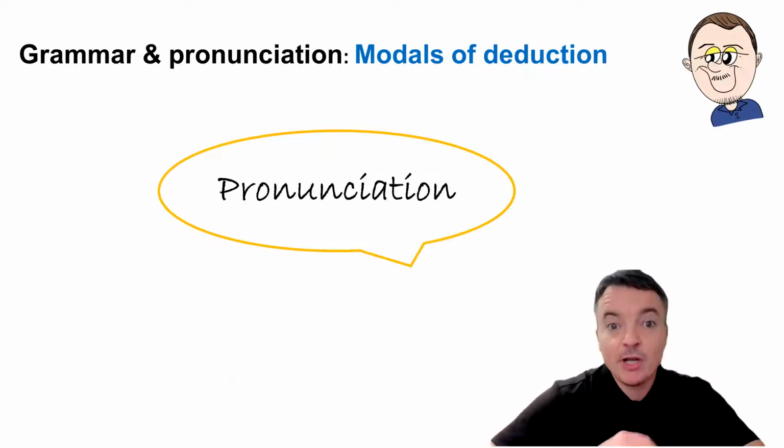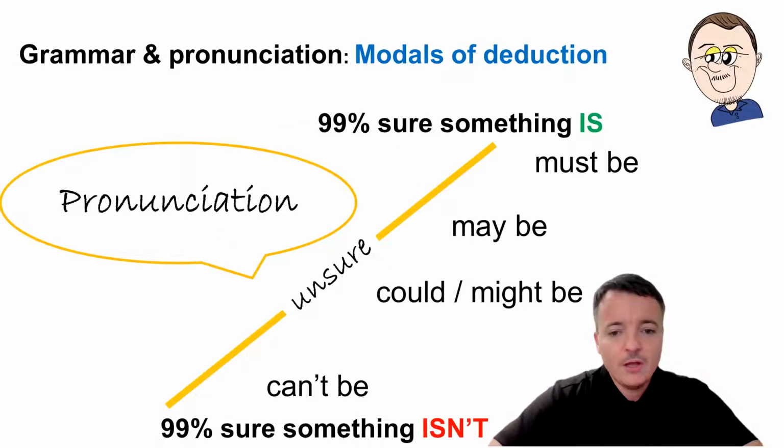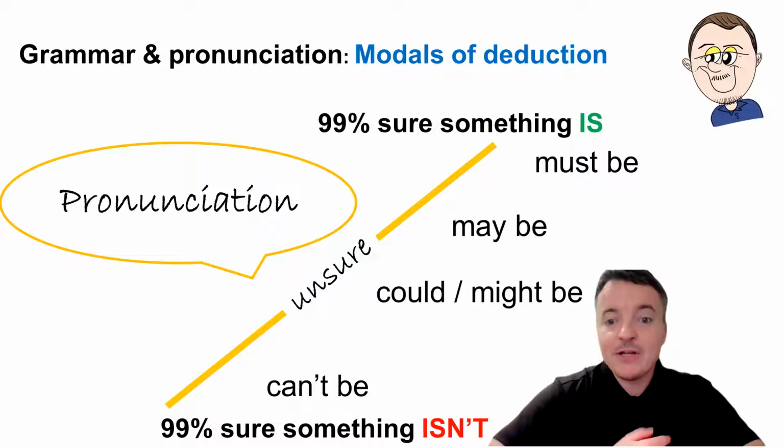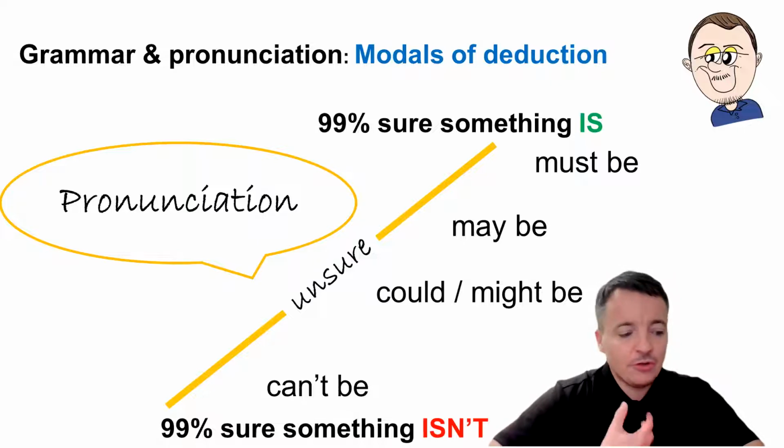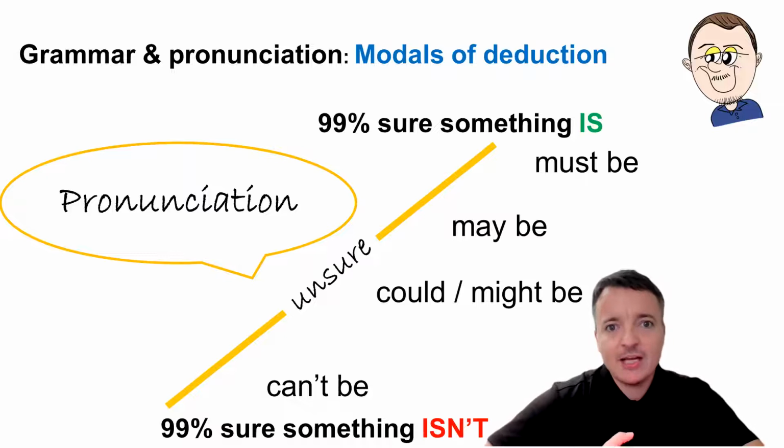Okay, let's practice the pronunciation. So, as I've mentioned in other videos, if you want to add extra emphasis, extra meaning to what you're saying, then you can really stress adverbs or adjectives and modal verbs like this. It adds a bit of extra meaning. So must, may, could, can't, you would really emphasize it.